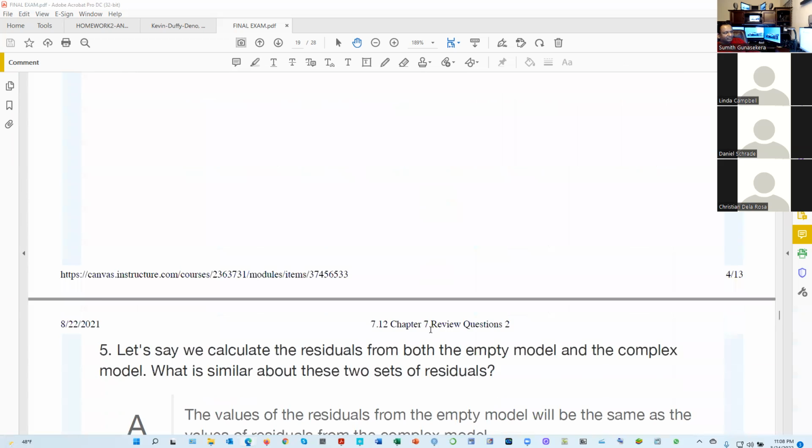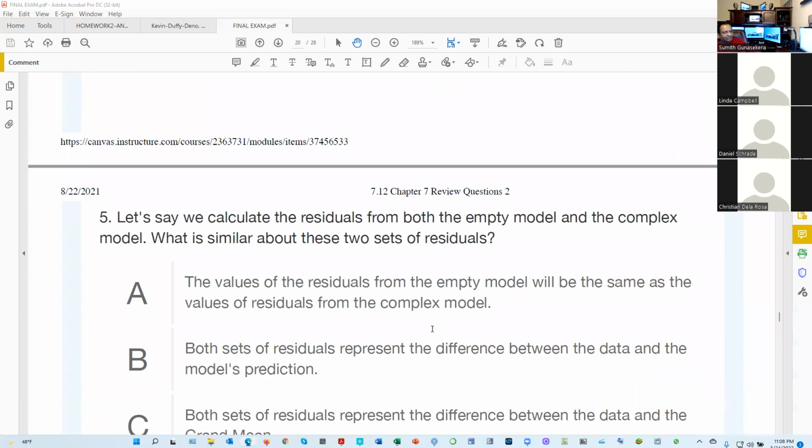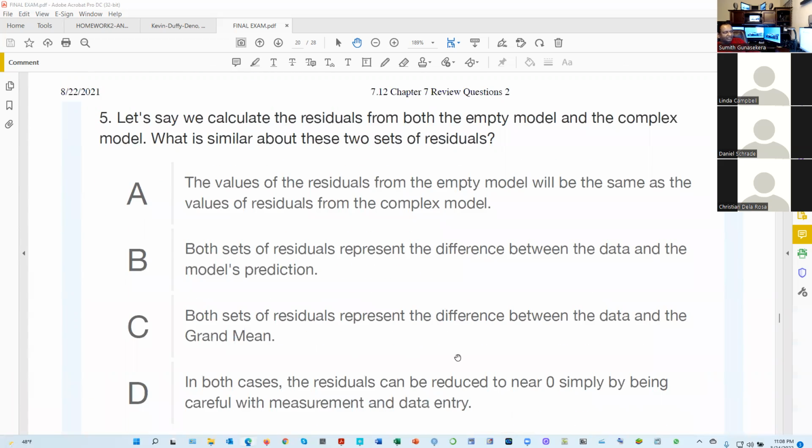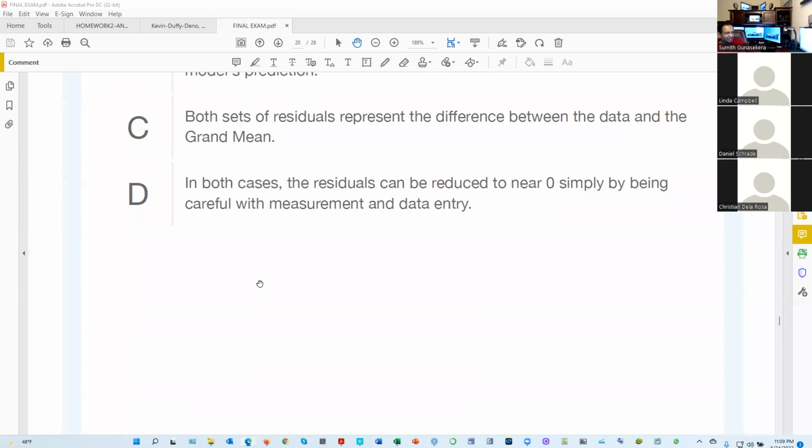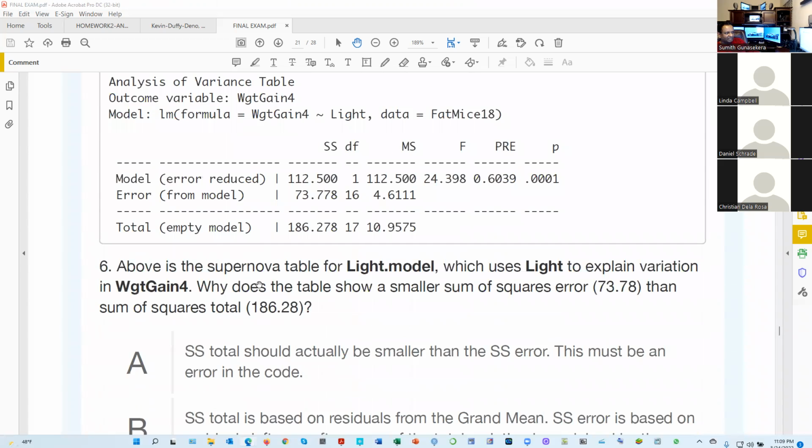So this one. Let's say that we calculate the residual from both the empty model and the complex model. What is similar about these two sets of residuals? Same thing, both sets of residuals represent the difference between the data and the model's prediction, which is B. Okay, B. Let's go to this one.